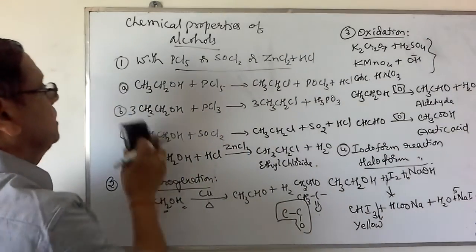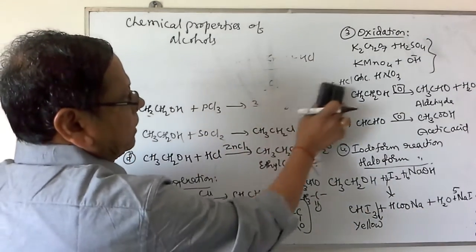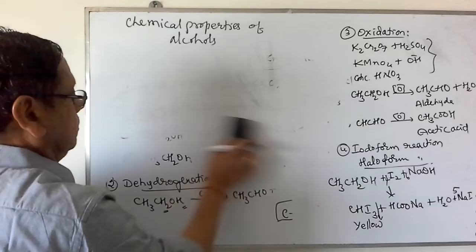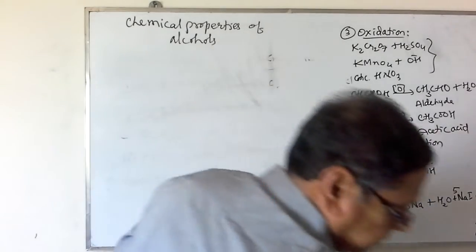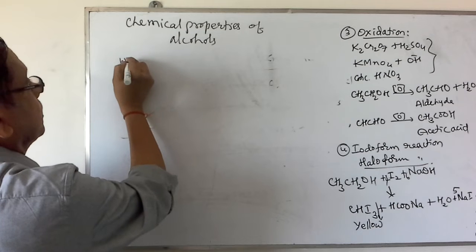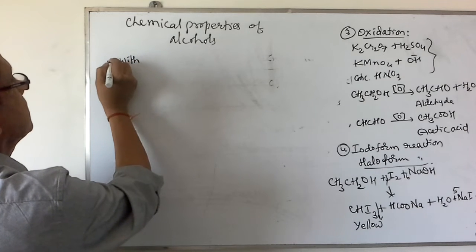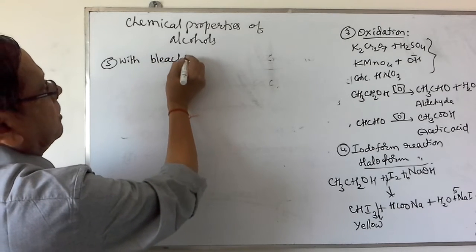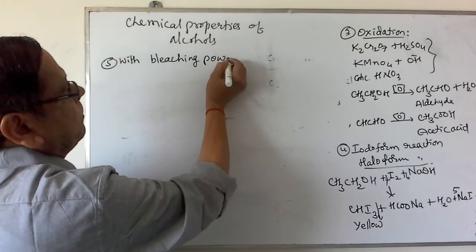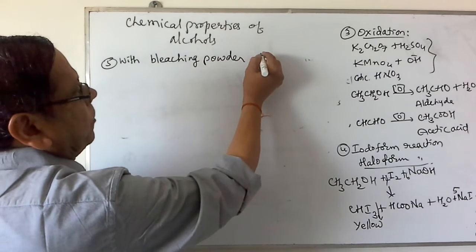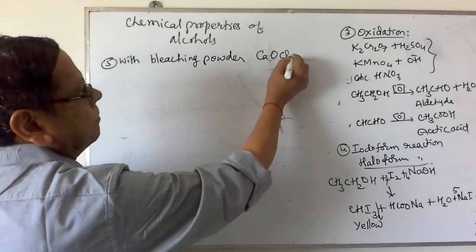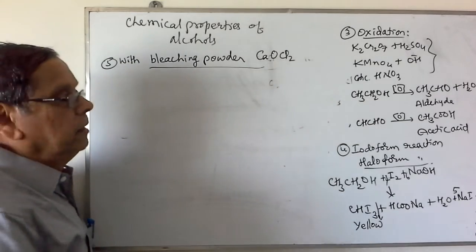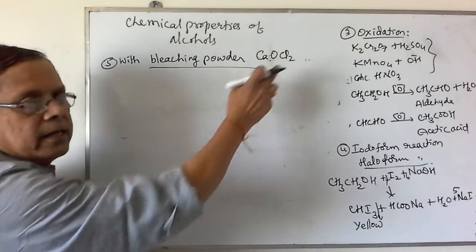That reaction we can write as with bleaching powder. This is actually the fifth reaction in today's video. The bleaching powder is actually a mixture of various compounds. The final formula we can write as CaOCl2. When this bleaching powder and water mixture is used, it will liberate chlorine gas along with calcium hydroxide.